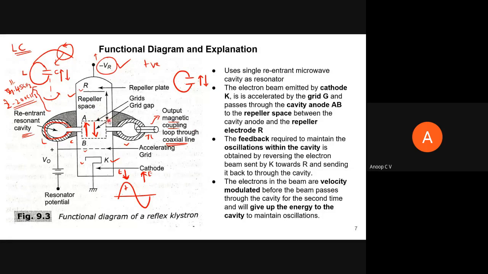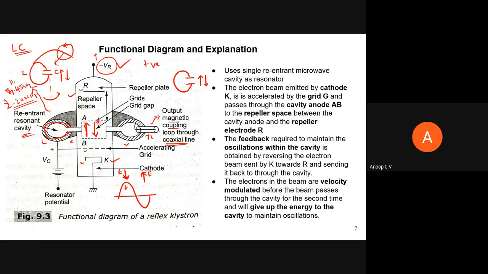But by simply repelling back, how can the electron beam actually transfer energy to an electromagnetic wave? That is a question. For that we have two techniques. One is called velocity modulation. The electron beam which is entering the repeller space should be velocity modulated.